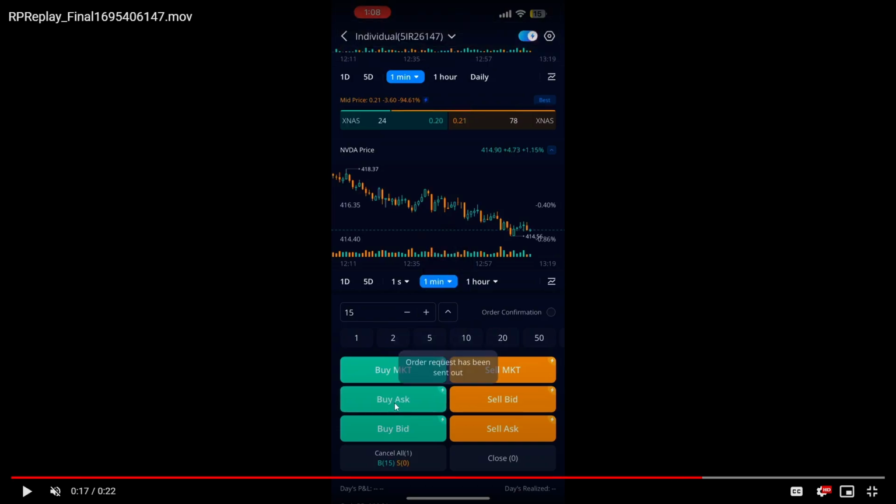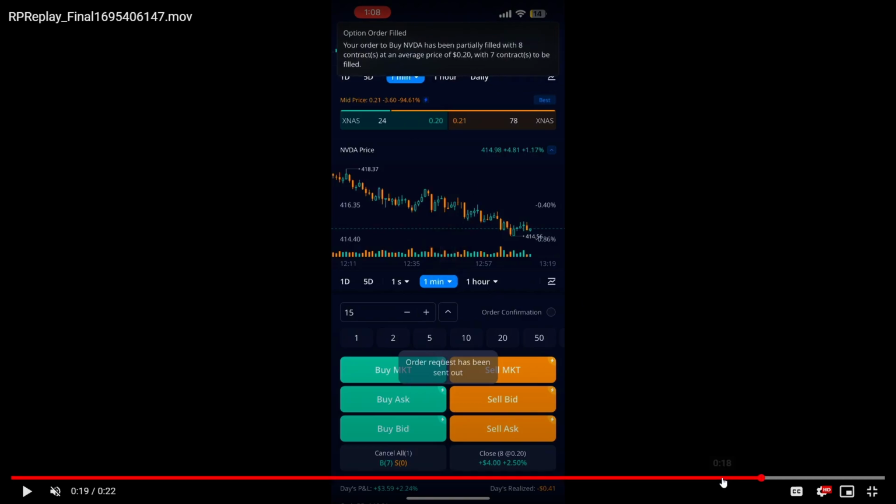I clicked buy ask, and you'll just see how the contract price moved from 19 to 20, and then it just moved 20 to 21. Let me go back to that first. Your order to buy NVIDIA has partially filled with 5 contracts with an average price of 20, and you have 10 contracts to be filled.